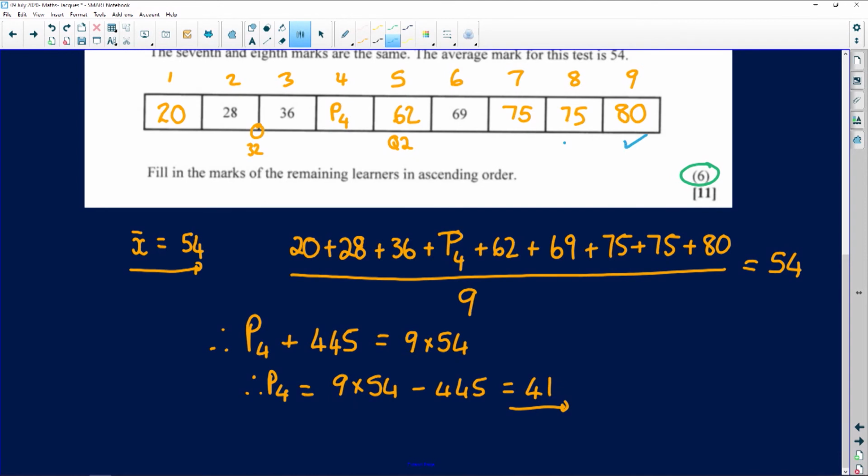It's not a percentage, remember? It's a mark out of 80. So you're going to get the 6 marks for populating your table. In other words, for getting this right, that right, this one right, and that one right. And then your final mark is going to go here for your 41, where you used the fact that we gave you the average for this particular test.